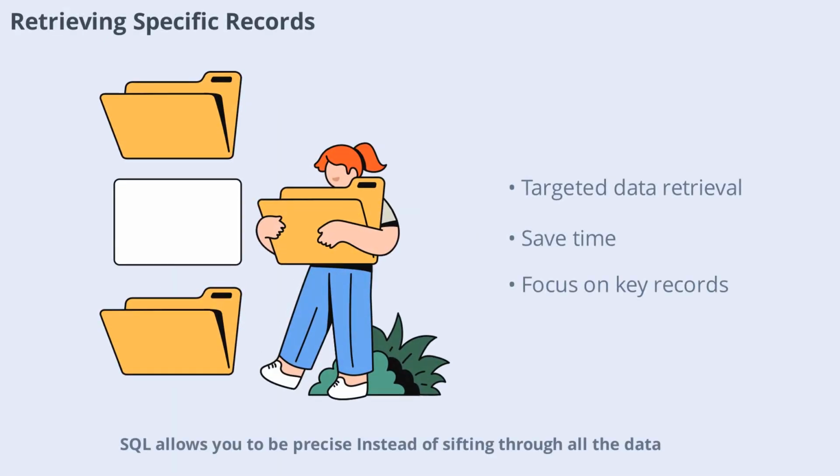SQL allows you to be precise. Instead of sifting through all the data, you can ask for just the records you need. For example, if you want to see only customers who made purchases over a certain amount, SQL can do that in seconds. This targeted approach saves time and helps you focus on what matters most.